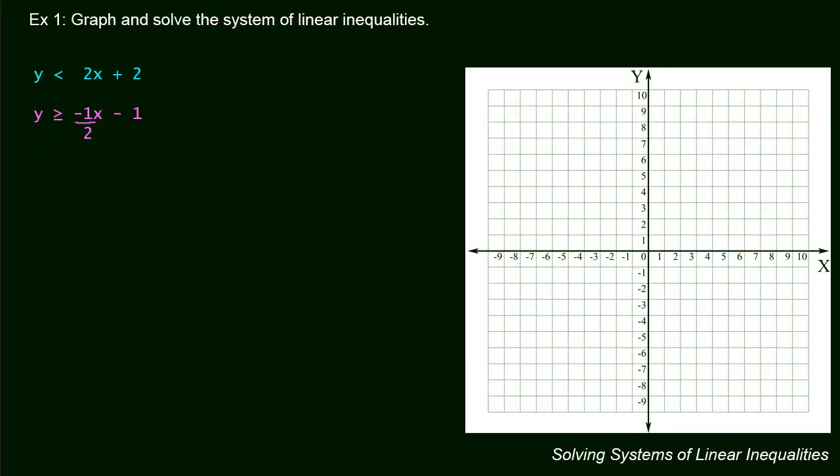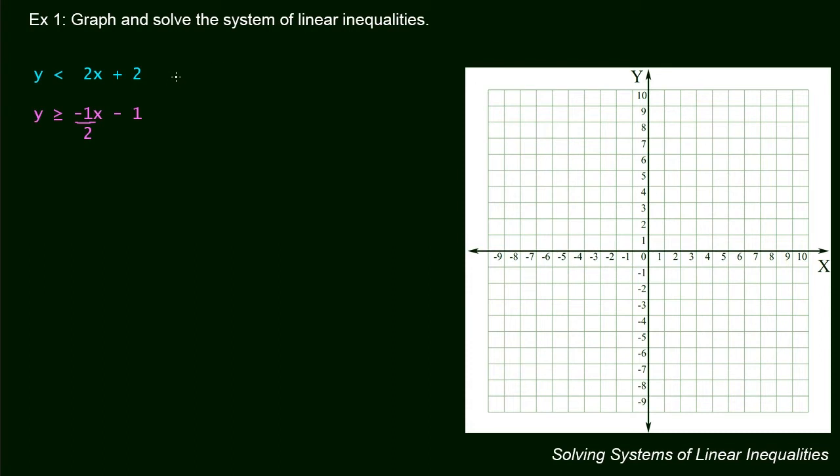Now let's take a look at some examples. In this example, we are asked to graph and solve the system of linear inequalities. We're given y is less than 2x plus 2 and y is greater than or equal to negative 1/2 x minus 1. We're going to start by graphing the inequalities. Each of these inequalities are already written in slope-intercept form, which is y equals mx plus b. So we're just going to identify our slope and our y-intercept.